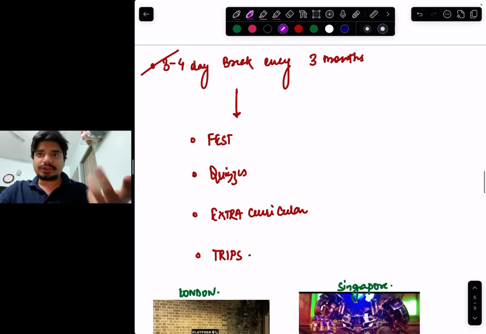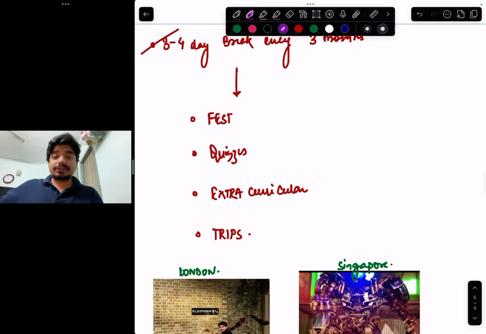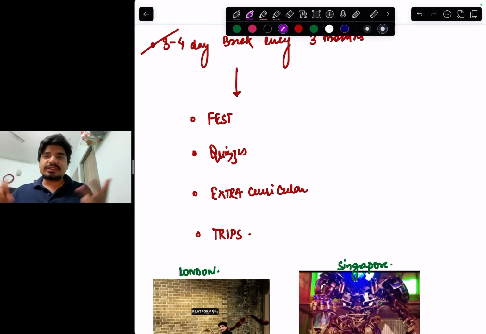This is what my senior used to tell me. Apart from this, another thing I would advise is that this is a one week kind of thing. Every 3 months, plan a 3 to 5 day break. In this, you can go to fests, do quizzes, extracurriculars, trips.